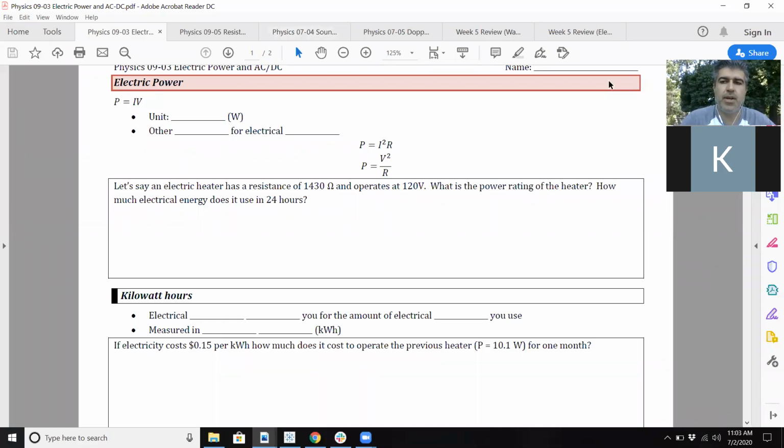So power for a circuit is going to be IV. So power is equal to current times voltage. And you still use watts. We're still going to wind up using watts here. Other equations that can work for electrical power are down below.